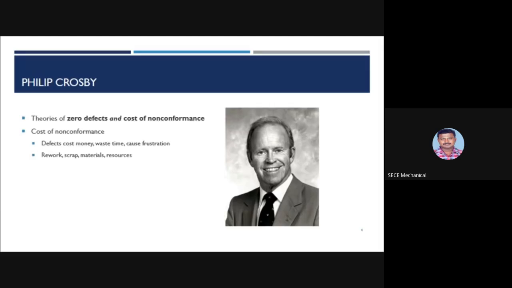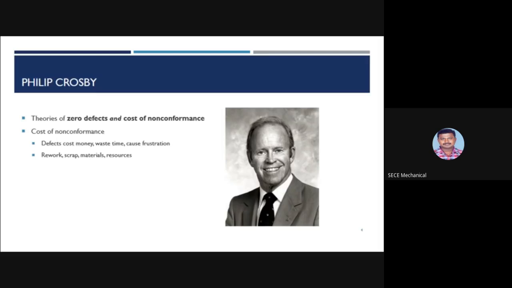In all industries, defects cost money, waste time, and cause frustration for workers and managers. The way to measure quality, Crosby believed, was through the cost of non-conformance. Customer requirements must be translated to measurable characteristics for all products and services produced by the organization.